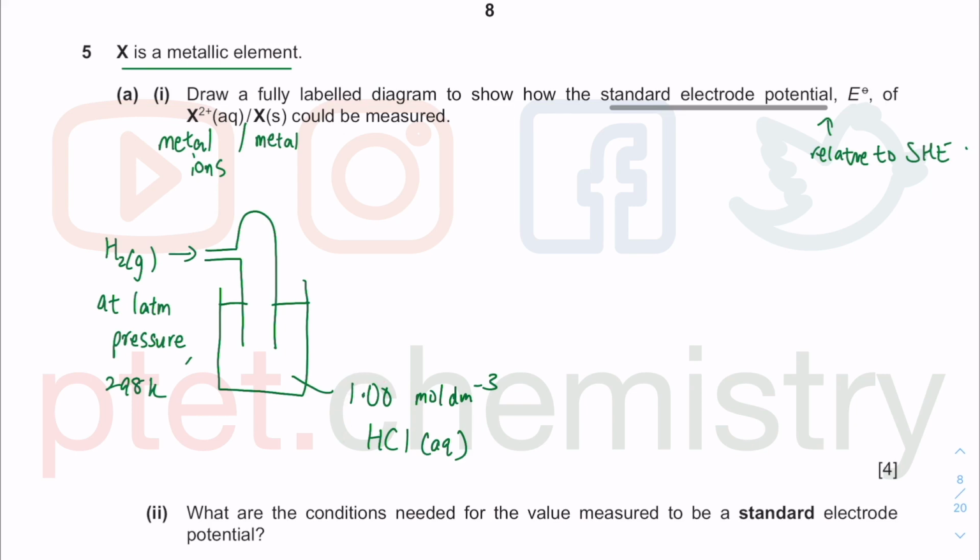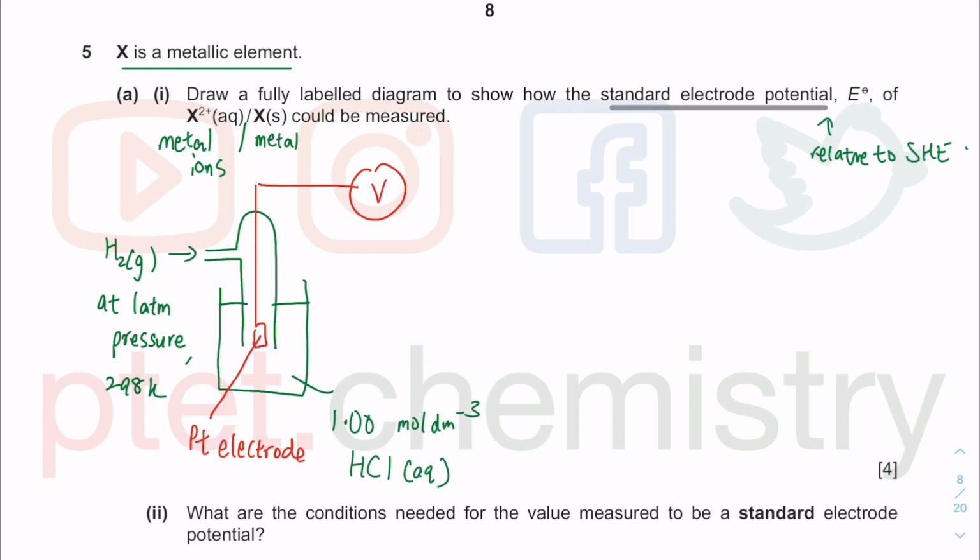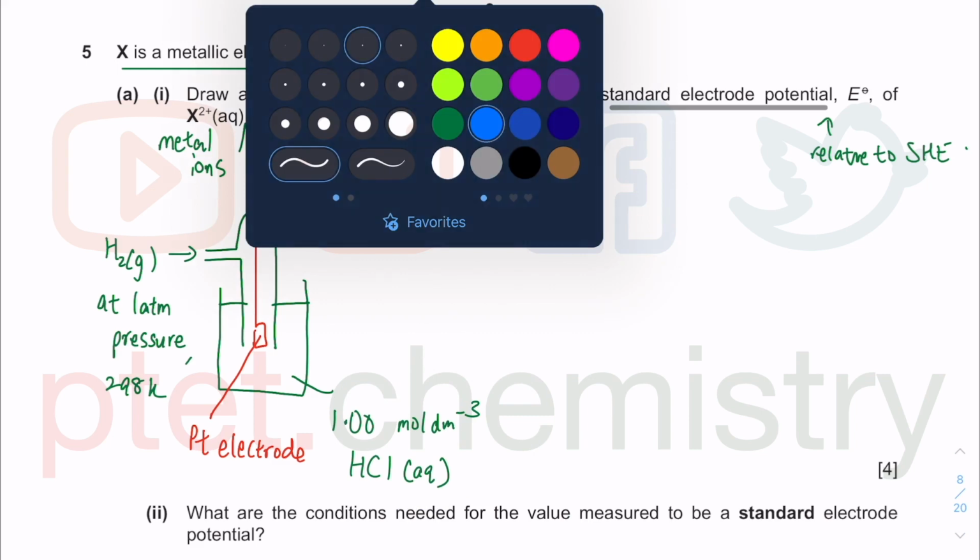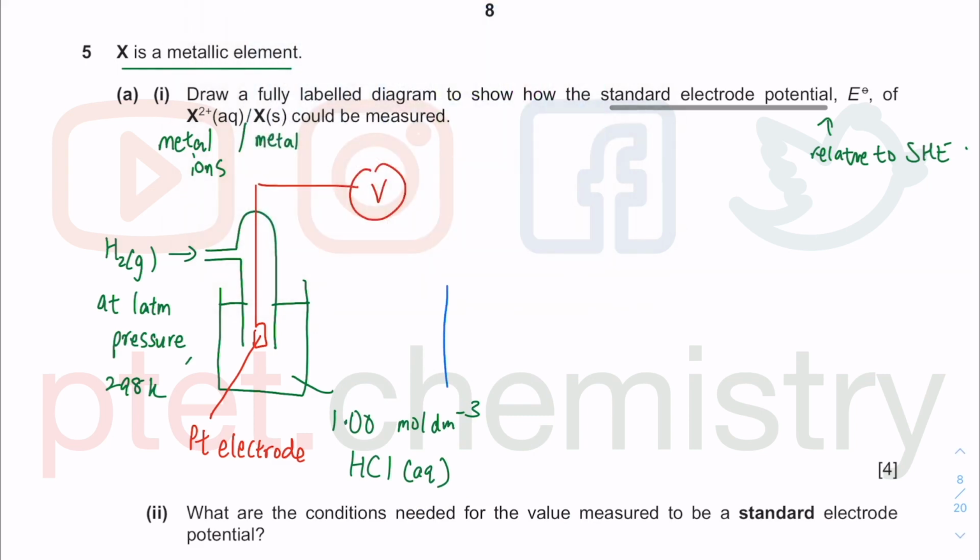What I have there is not conducting, because non-metal does not conduct electricity. So what I need is a platinum electrode. This is your conducting electrode, and this is connected to a voltmeter. It will measure your potential difference. I better get the word right, okay? When they measure your potential difference, they will measure it in volt.